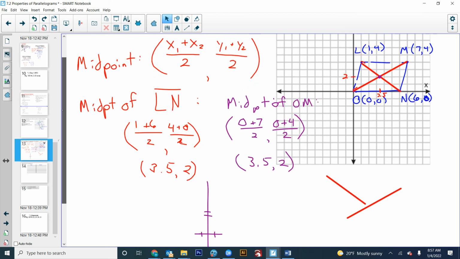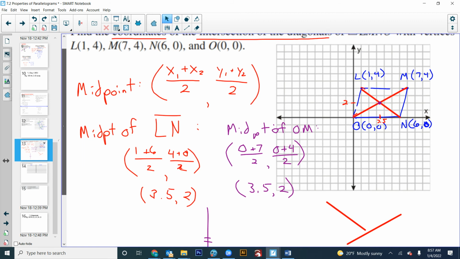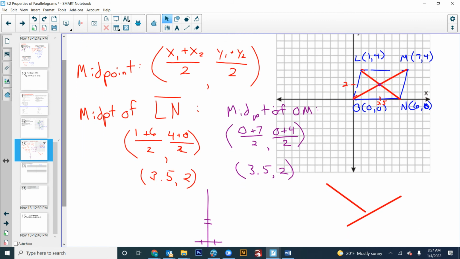So this process, they have the same midpoints. That makes them bisect each other. And if you really wanted to, you could name it, well, they've already used the letter M. You could call it letter A, whatever you wanted, as long as you label it appropriately.